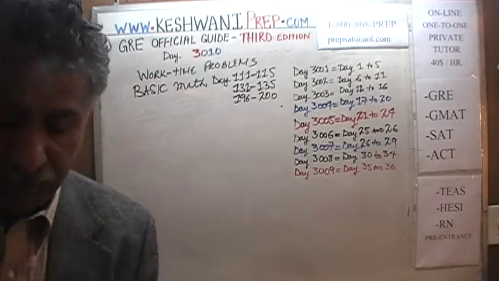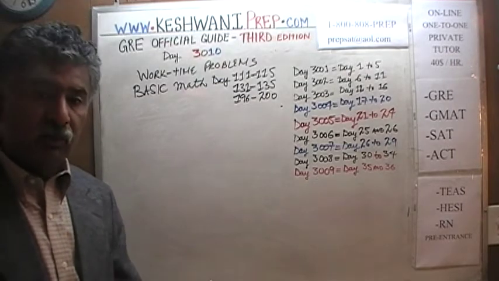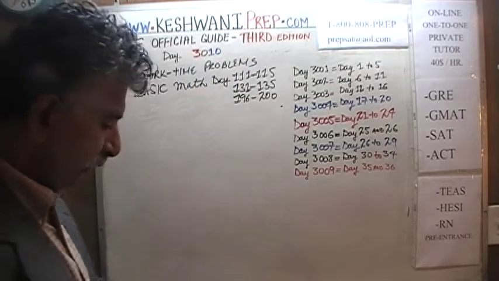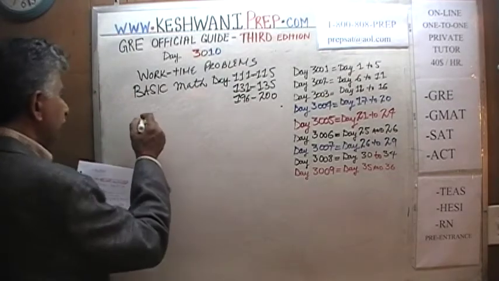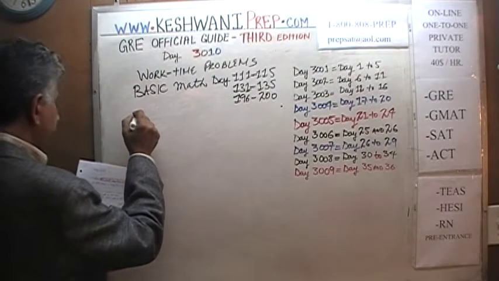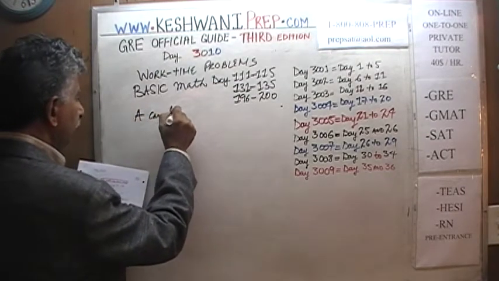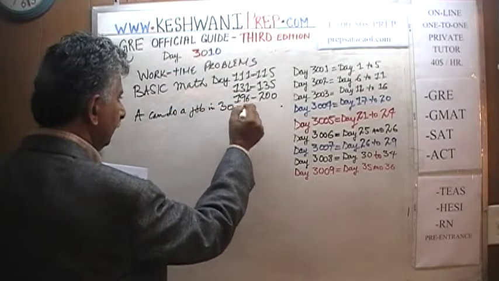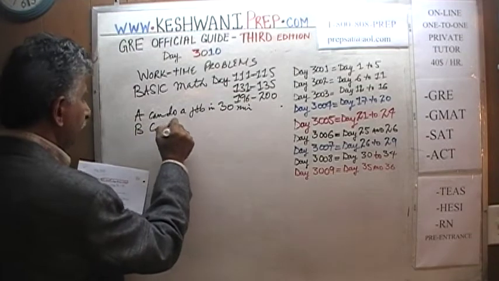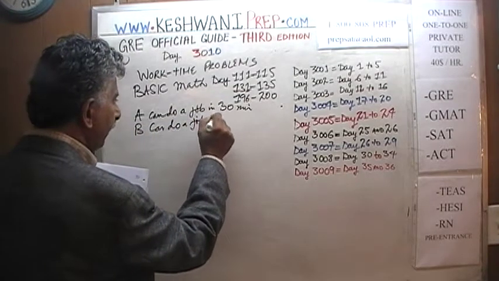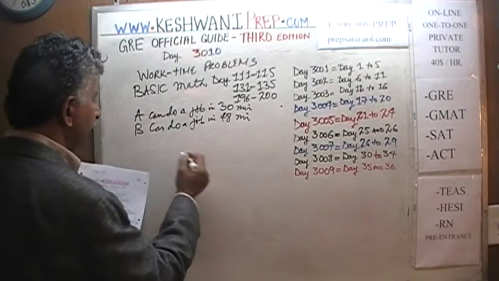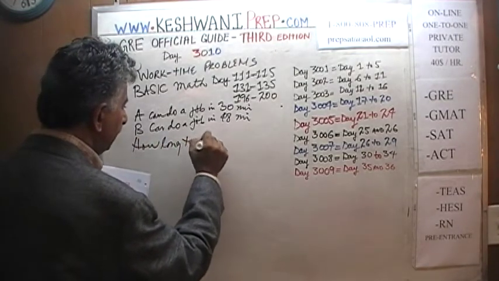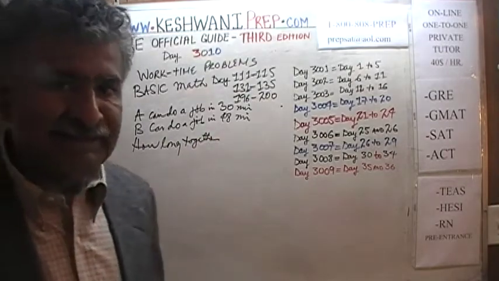Here is a work time problem that we just did a little while ago. The first problem that we did was a work time problem. I'm going to very quickly put it on the blackboard, and then I'm going to give you the problem. So we have two machines. We are told that A can do a job in 30 minutes. We are further told B can do a job in 48 minutes. The question is, how long would they take working together at their simultaneous speed?